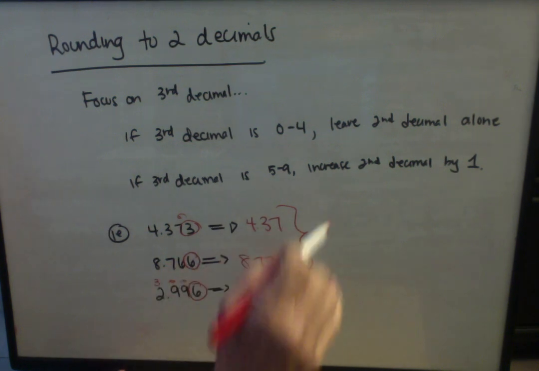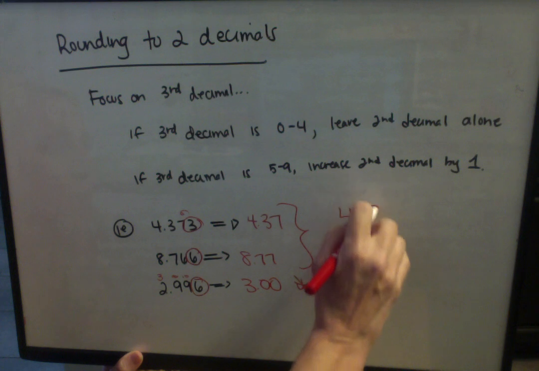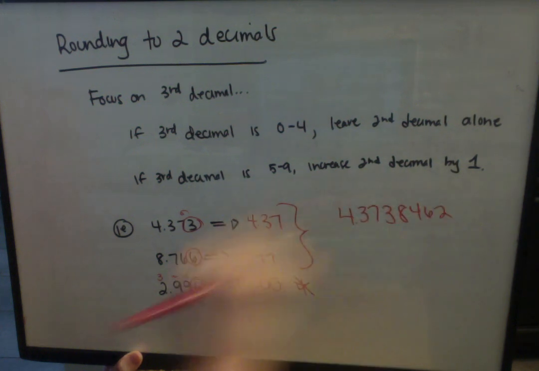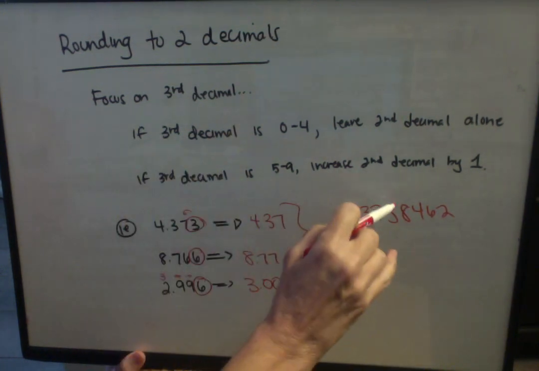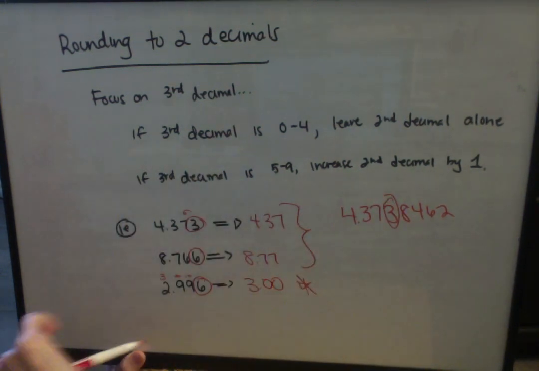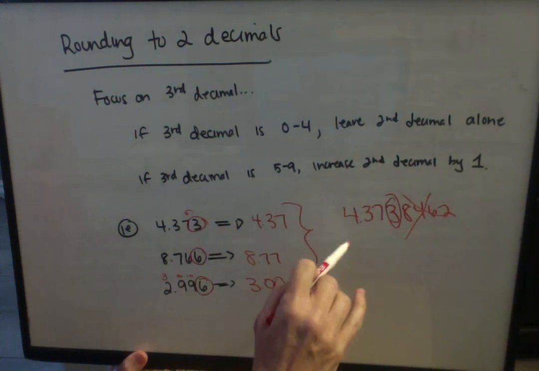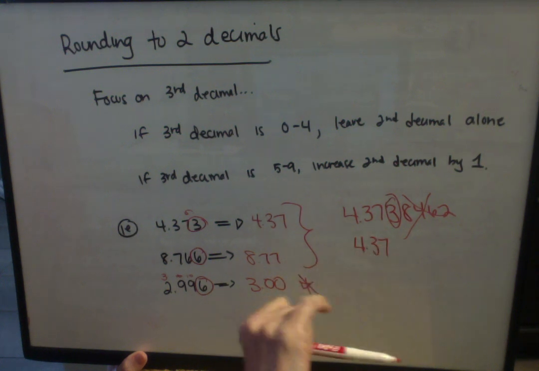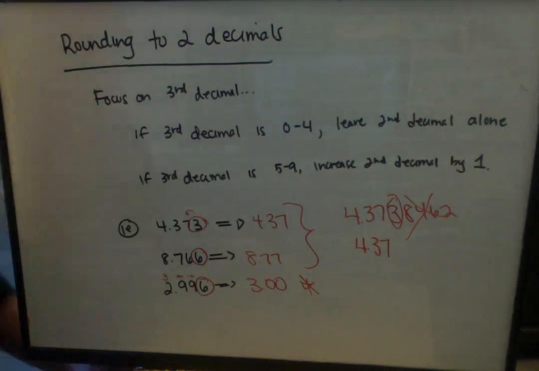So again, I'll give you another example just to explain that. So say it was 4.738462. It doesn't matter how many decimals are over there. When we're rounding to 2, we focus on this third one. So it's 4.73. It doesn't even matter what's over here. 4.373 still is going to round to 4.37. We ignore everything past that third decimal.